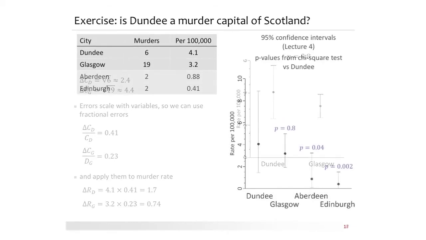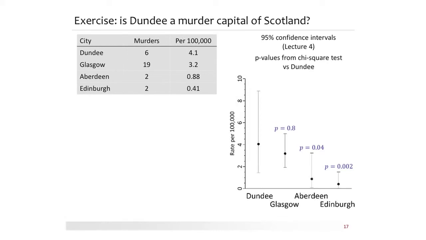If you look at all the numbers, I did it for you here, only Edinburgh seems to stand out with a much smaller p-value, but all these three cities have basically comparable error, murder rate. This is all within error bars just because they are all small numbers.